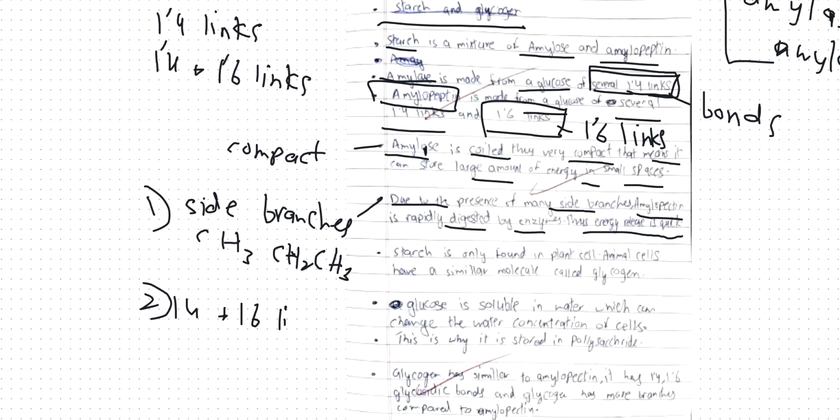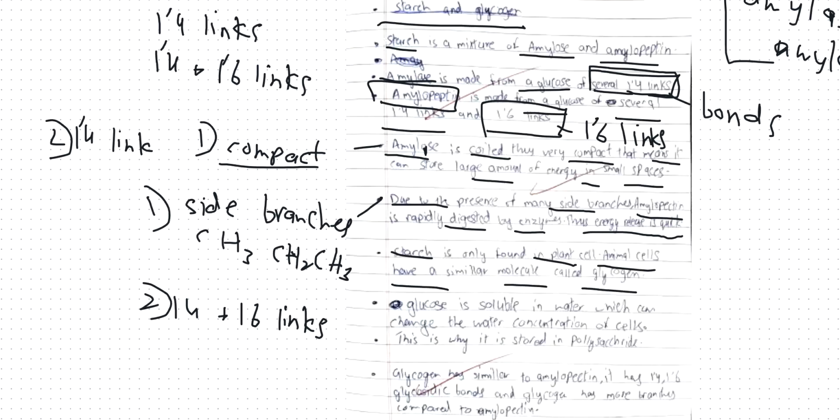And amylose, the first feature is that it's compact. And the second feature is that it has 1,4 links only. So moving on, starch is only found in plant cells. This is very common. And animal cells have a similar molecule called glycogen.